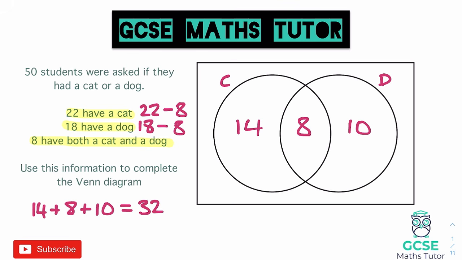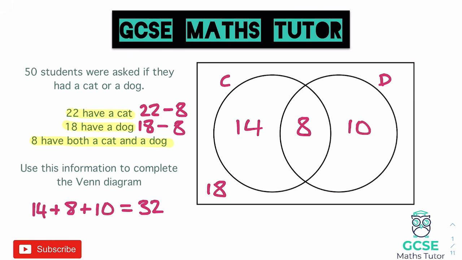Yeah, it does add up to 32. We've got 32 people, so we need to figure out what goes on the outside. So at the moment we've got 32. To make that up to 50, we would have an additional 18 people that would go on the outside that have neither a cat nor a dog.